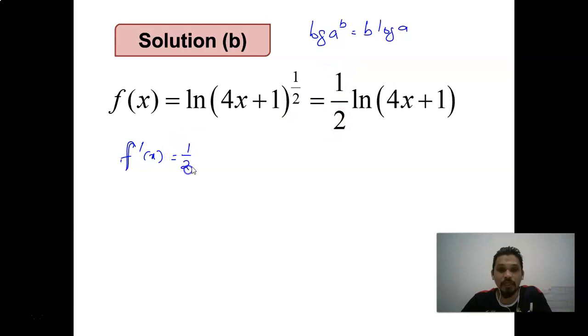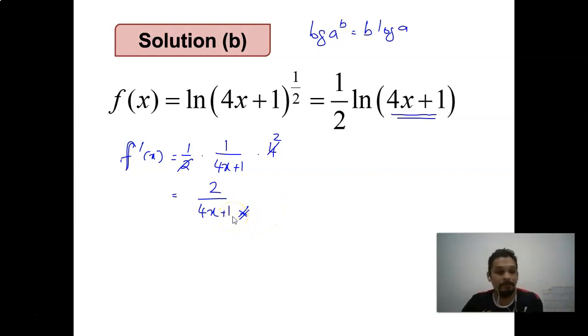So we write it all again. Then differentiate ln(4x plus 1). Differentiate ln, it gives you 1 over 4x plus 1. And don't forget to differentiate the function inside here. Differentiate 4x plus 1 equals 4. Okay, so then 4 divided by 2 equals 2, then it is 2 divided by 4x plus 1.